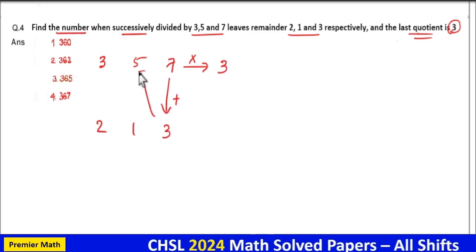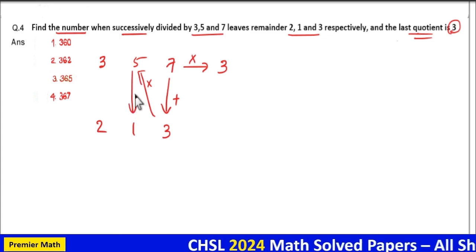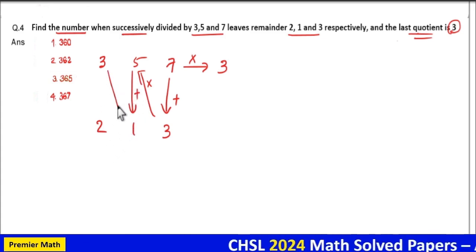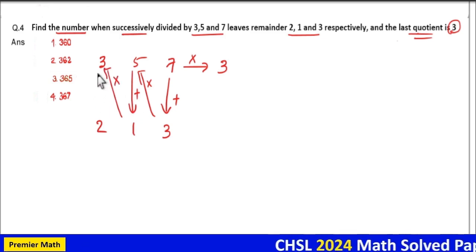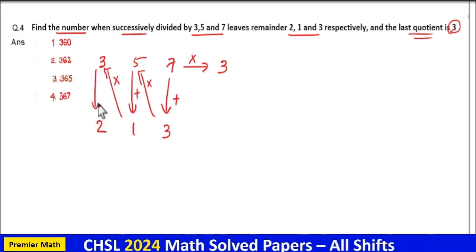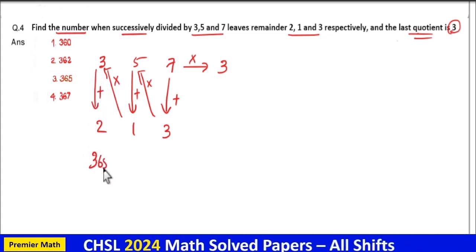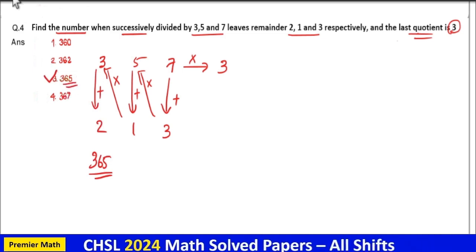Again multiply 24 with 5. 24 into 5 is 120. Then add the remainder. So 120 plus 1 is 121. Again multiply 121 with 3. 121 into 3 is 363. Add remainder 2. So 363 plus 2 is 365, which is your answer. So option 3 is your answer. 365.